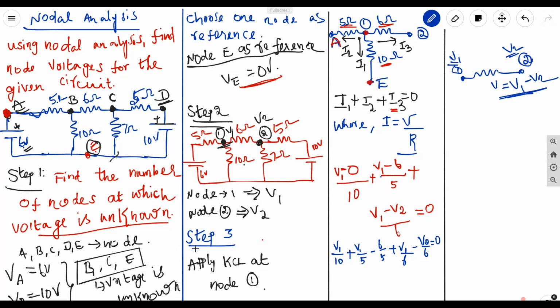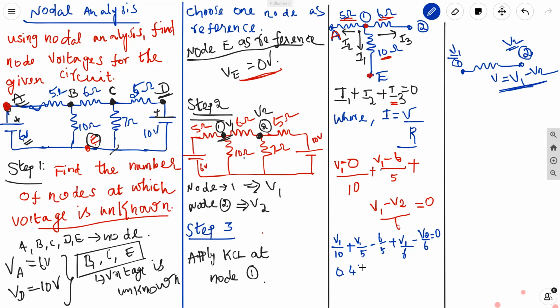Good. See, 1 by 10 plus 1 by 5 plus 1 by 6. So you get actually 0.466 V1. 4 6, sir. Yeah, 0.466 V1.